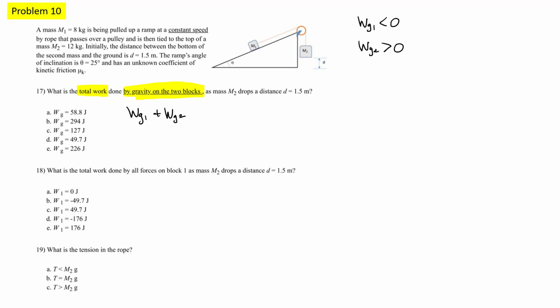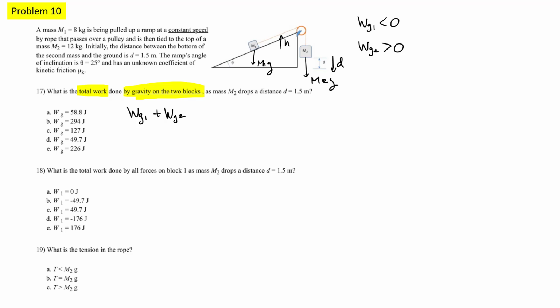Well, think about it. Here we have the force of gravity, m1g, and the displacement is going to be this height right here, right? So these are in opposite directions. Sure, it's going up the ramp, but again, this is one quick way of checking what the sign of the work should be. For block number 2, we have m2g acting down, and we also have a displacement d, which is down. These are in the same direction, so this one would be positive work.